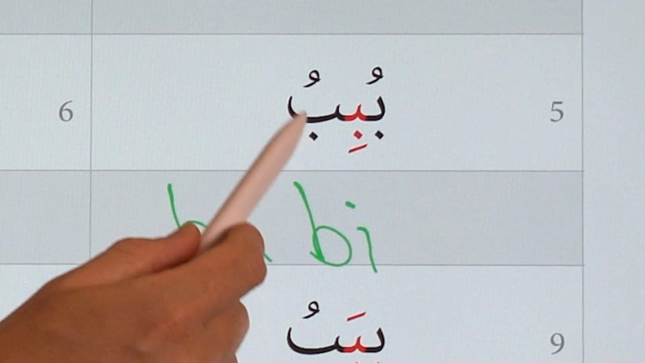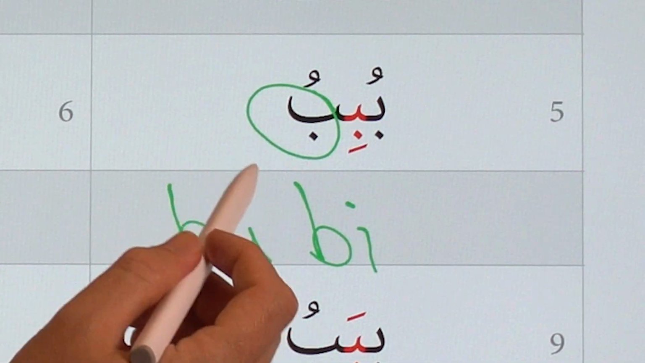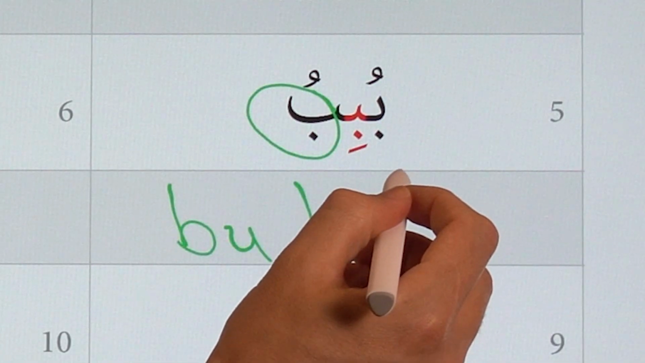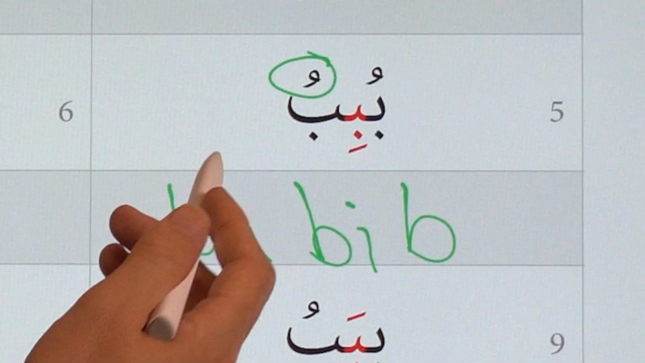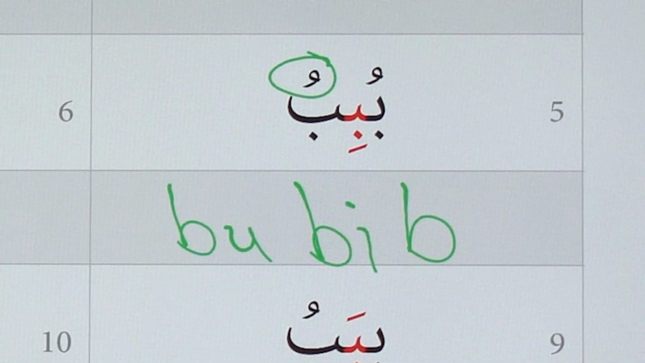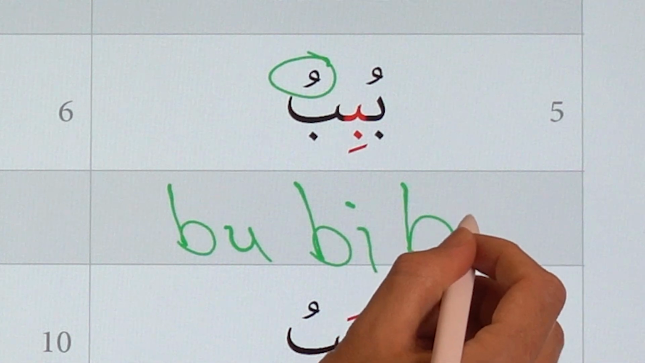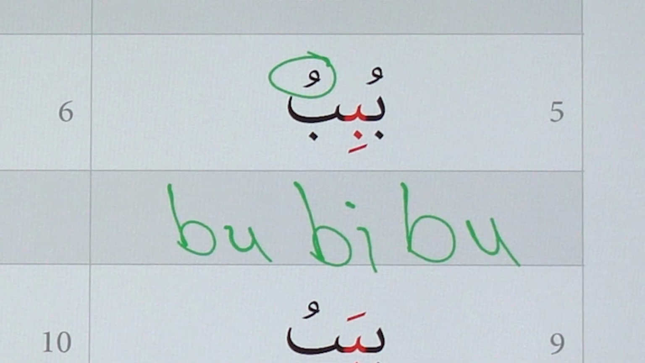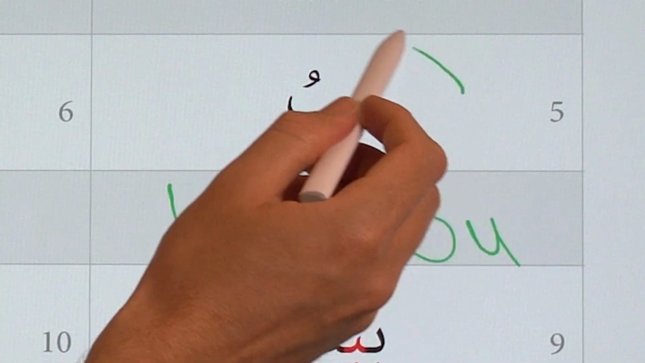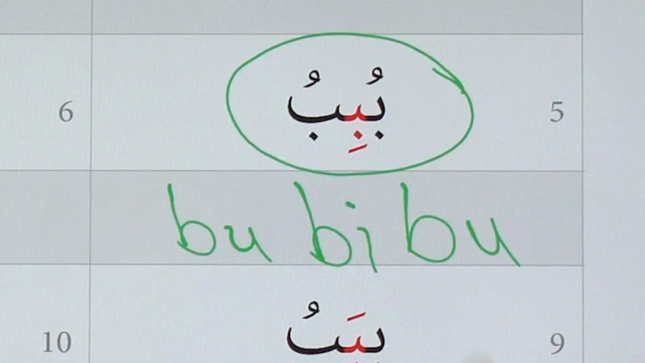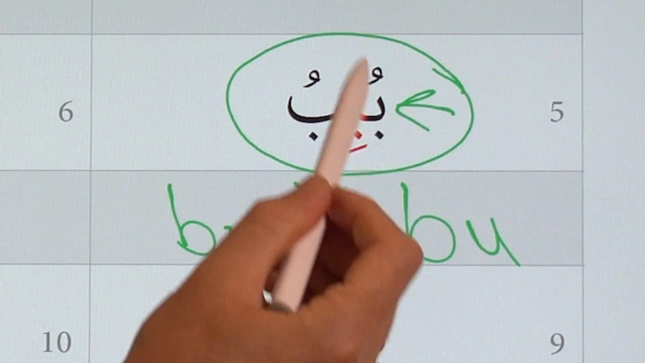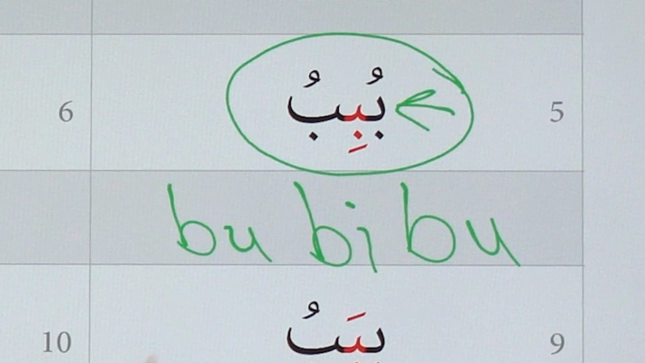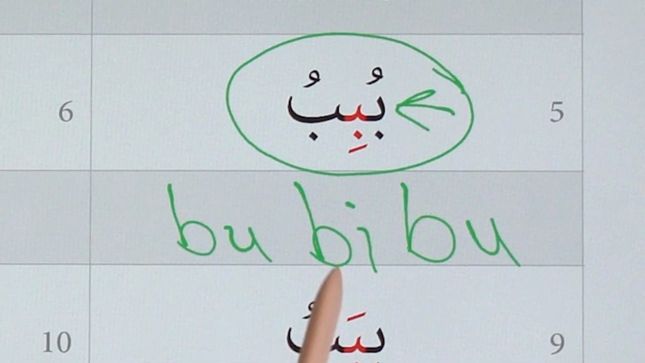So what do we do next? We look at the next letter, which is the letter ba. So we write a B for the letter ba. Then we look at the haraka, which is a dhamma, a loop shape. That sounds like oo. So we write a U for the dhamma. And now that we finished sounding out this combination of letters and harakat, we read it from right to left. It is boo, be, boo. Hence we wrote in English, boo, be, boo.